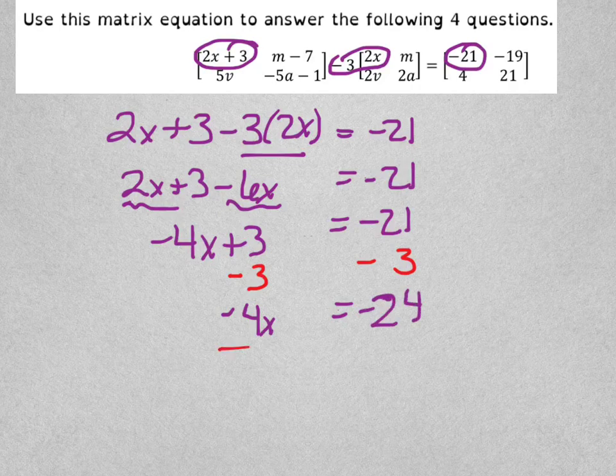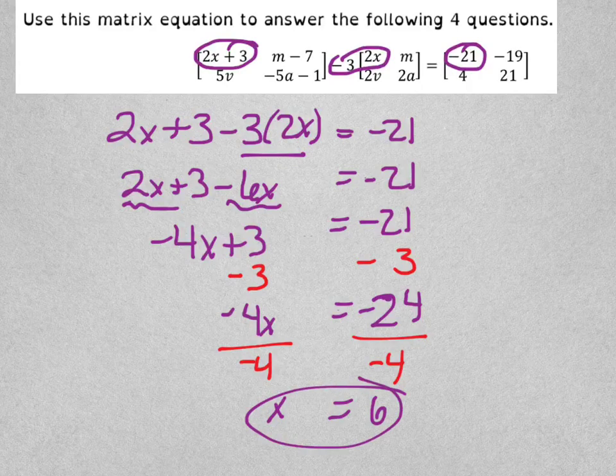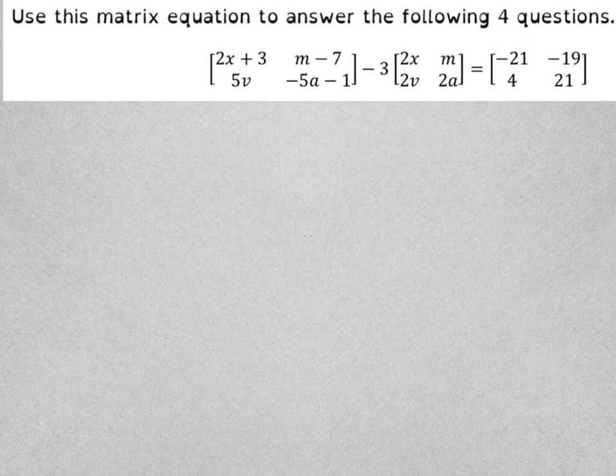Then we'll divide both sides by negative 4, giving us x is equal to a positive 6. We're going to follow the same format going through each of the positions.